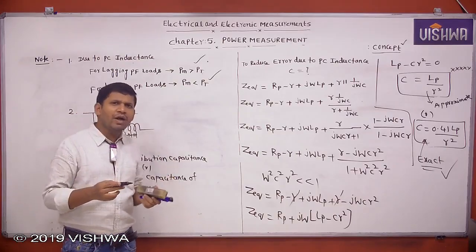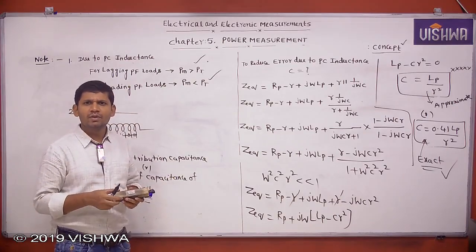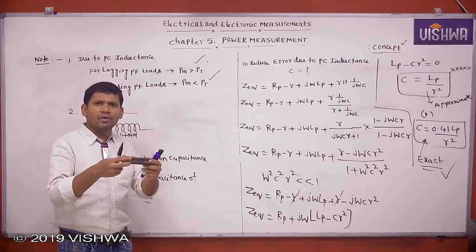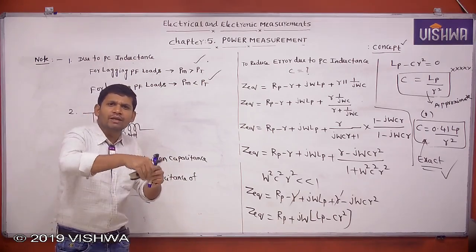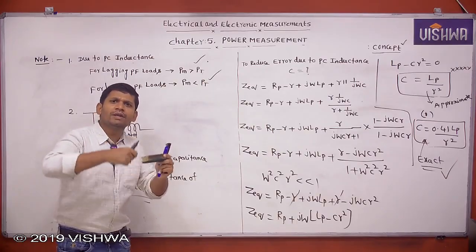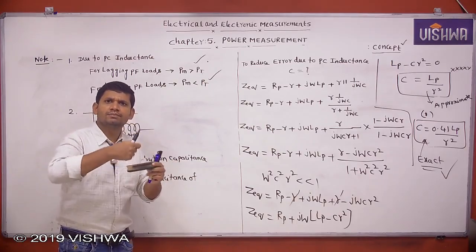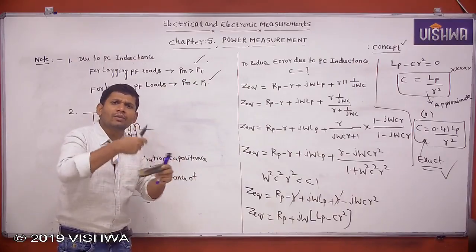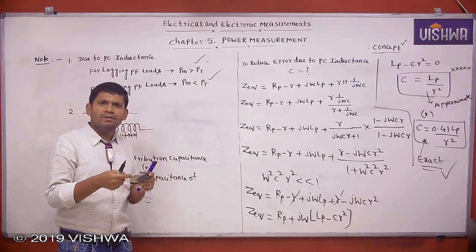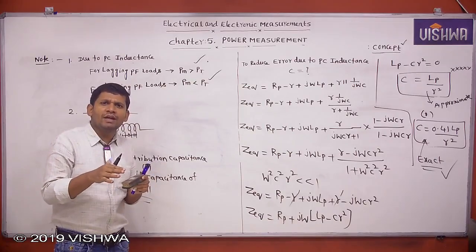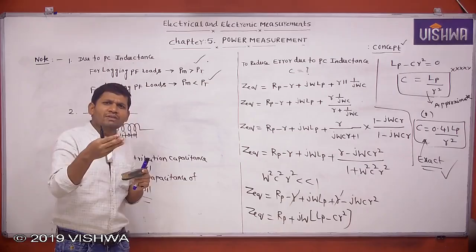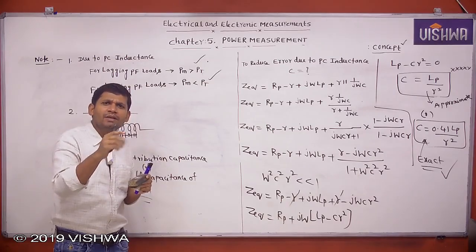Once we are manufacturing any inductive coil, how can we make it? You take one core. On this core first we place some insulation. On that insulation we place some turns. Again on that turn we place some insulation. Again we make some turns. That means in manufacturing of any inductive coil there are two or more turns, and each turn is separated by some insulating material.